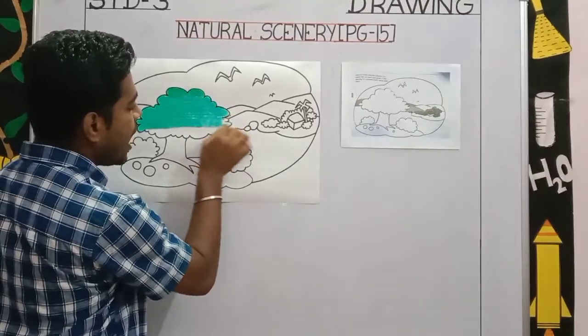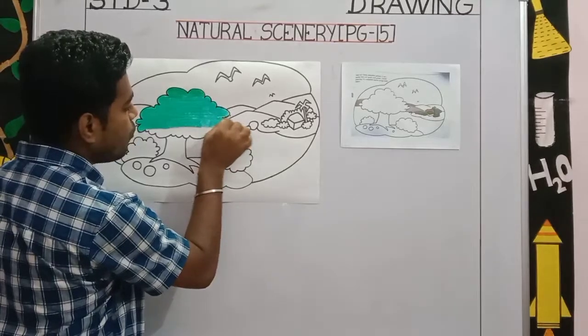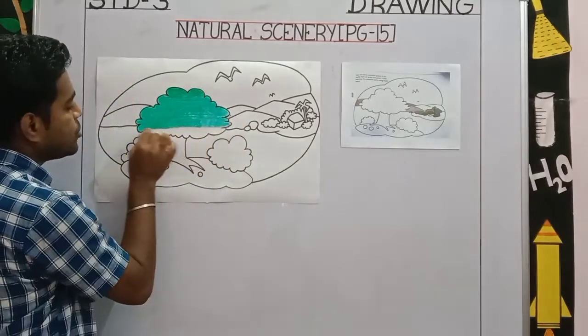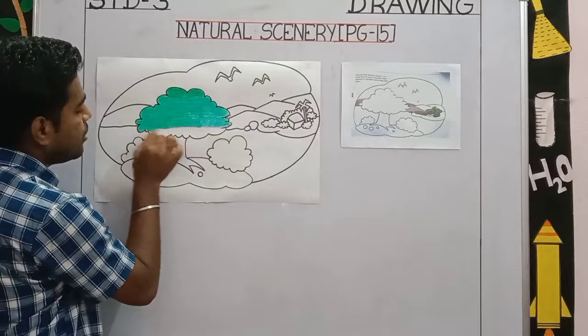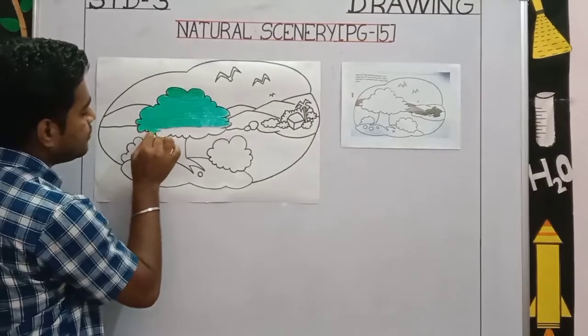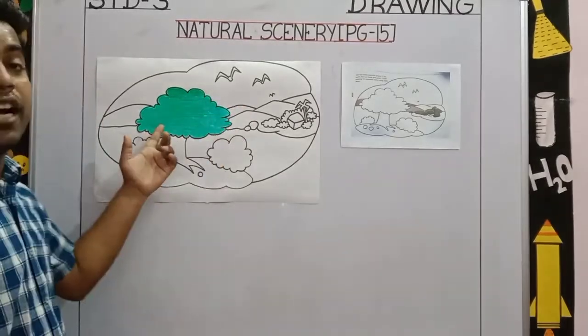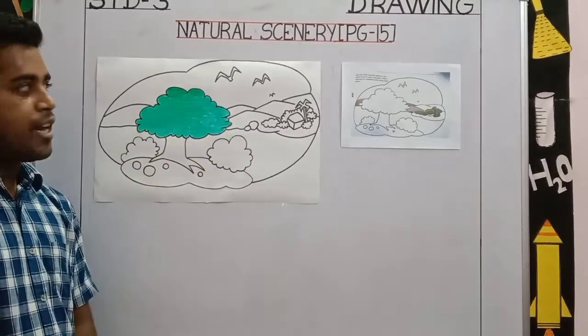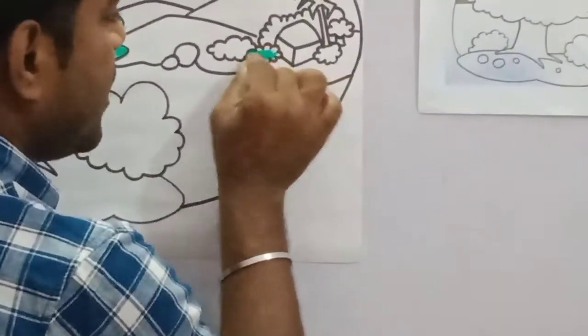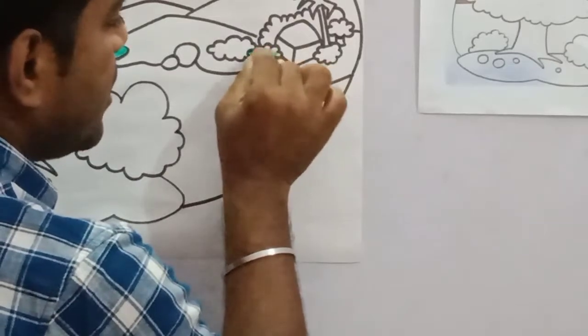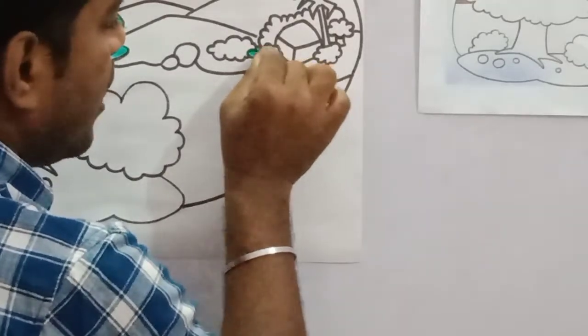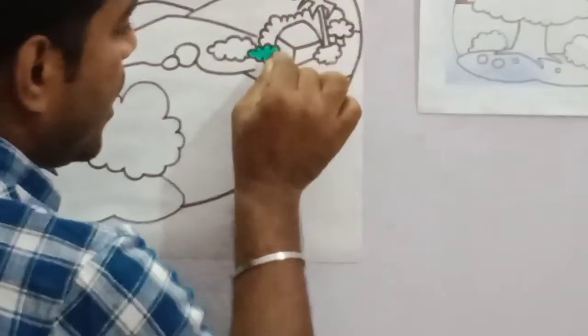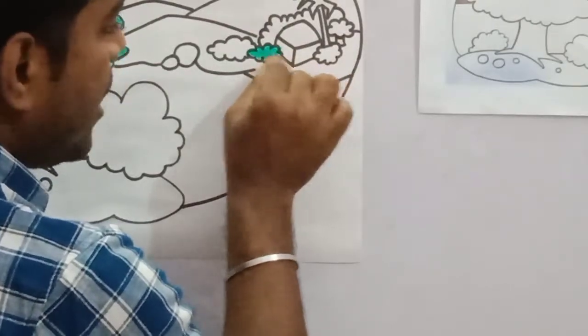As you all can see, I am just coloring in one direction so that my tree could look greener and beautiful. In this way, I have colored this upper portion of a tree with green color. So let me color this with a darker shade of a green color as it is shown in a drawing on my right side.